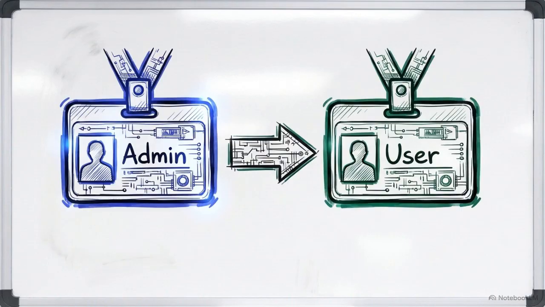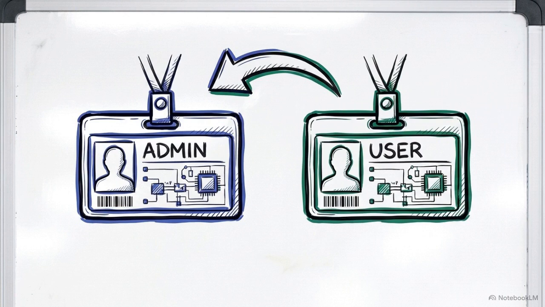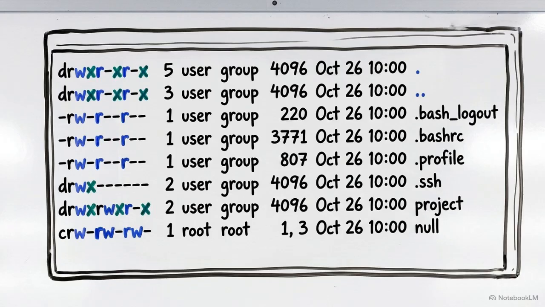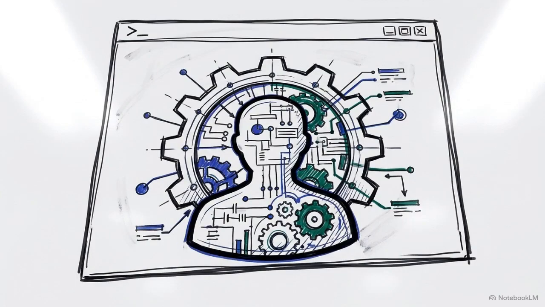To inhabit this created profile, use the su, or switch user, command. When finished, press Ctrl-D to log out and return to your administrator account. A user identity functions as a regulated bundle of permissions hard-coded directly into the system's foundational databases. As an administrator, you will frequently update these profiles using the usermod command.